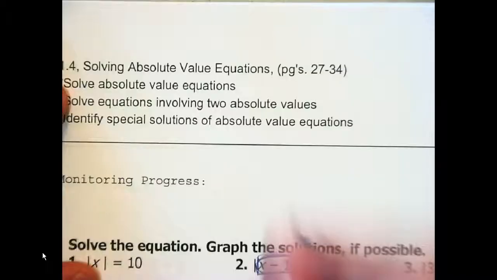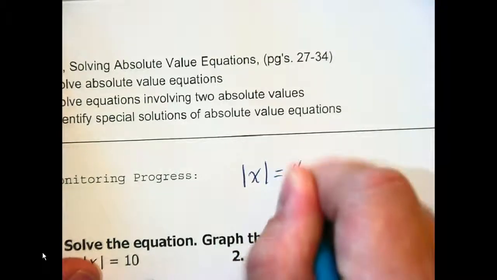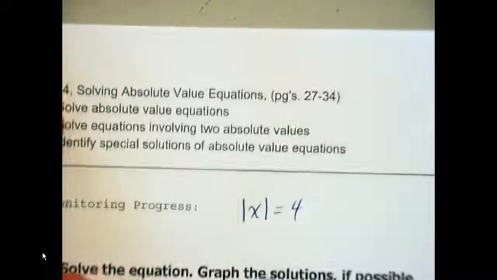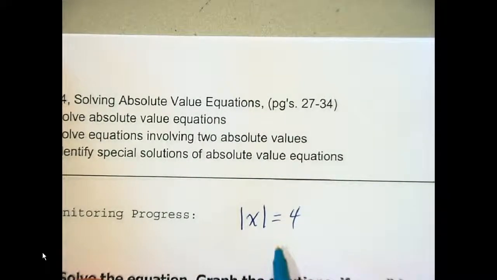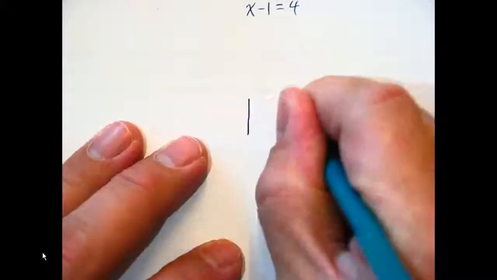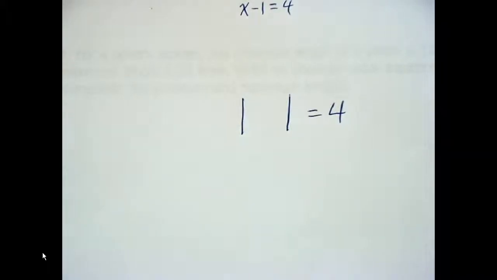All right, let's try it this way. If I had this, what are the two values that make that true? 4 and -4. How many are with me on that? Okay, 4 and -4. So let's pretend for a minute. Now, let's say I have this. What two numbers can go in there to make that true?